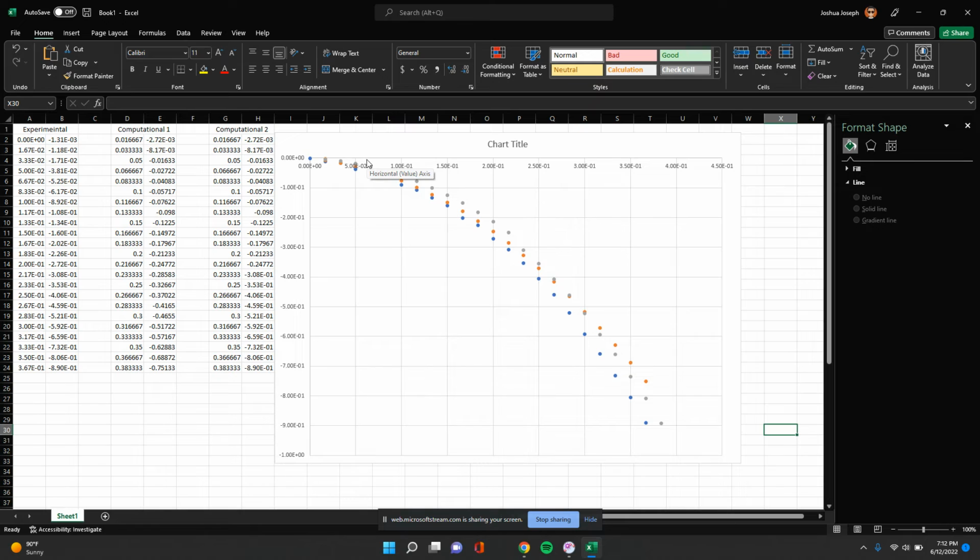When comparing it, we can see the blue, which is the experimental. The gray is computational 2, which includes the drag force, and orange is computational 1, which does not include drag force. As you can see, around the beginning, they're all relatively close to each other. But as we continue further, the experimental and the computational model including drag force start to veer away from the computational one that does not include drag force.